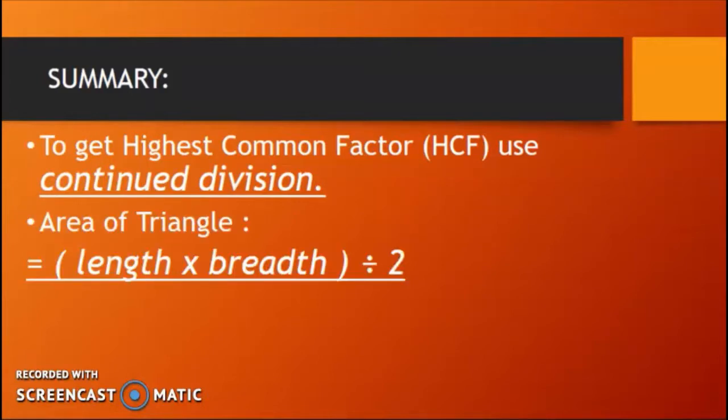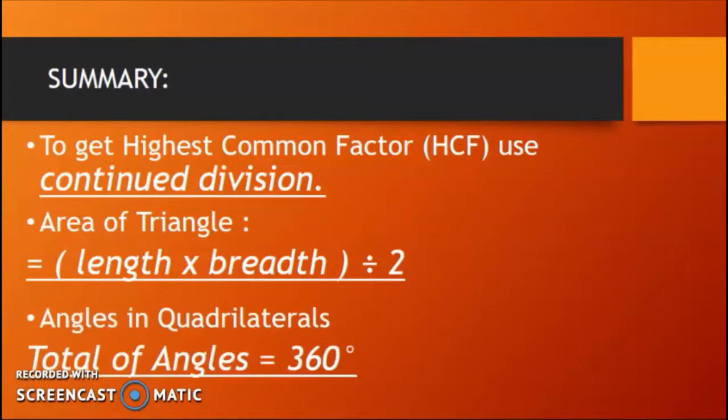To sum up our topic: to get the highest common factor, use continued division. The area of a triangle is length times breadth divided by 2. The total of the angles of a quadrilateral is equal to 360 degrees.